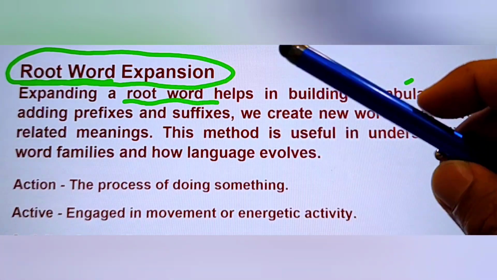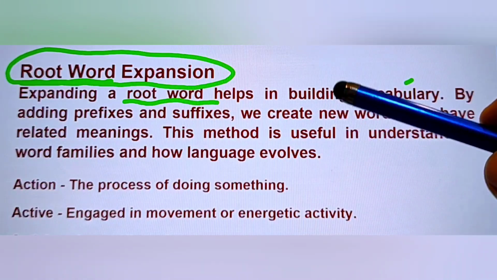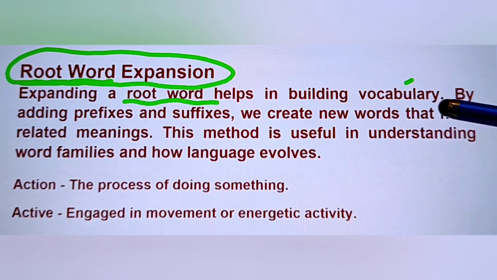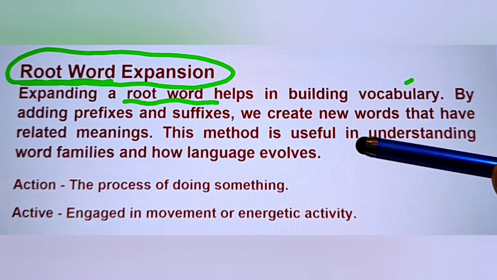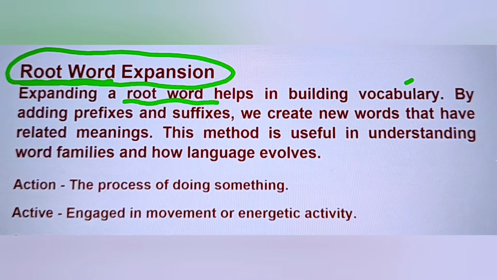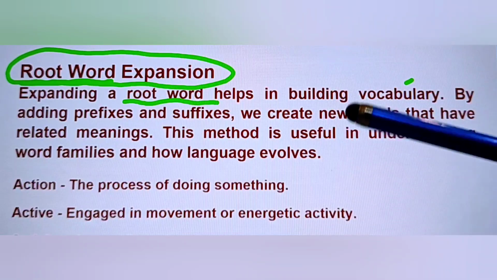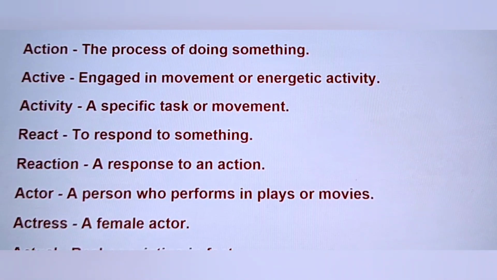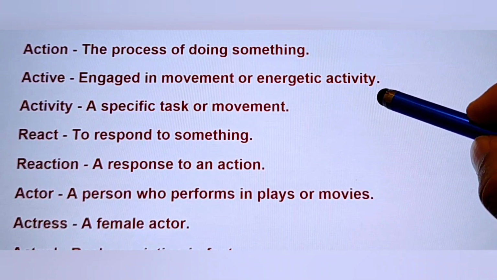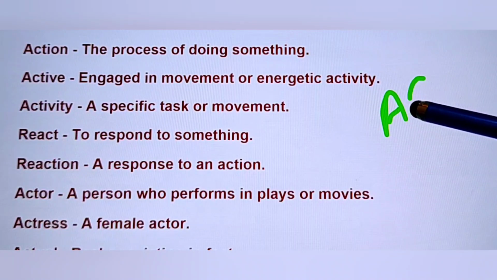By adding prefix and suffix, we create new words that have related meanings. This method is useful in understanding word families and how language evolves. Let's describe here how we can remember more than 10 words by just one root word. We have an example here. We have one root word: act.